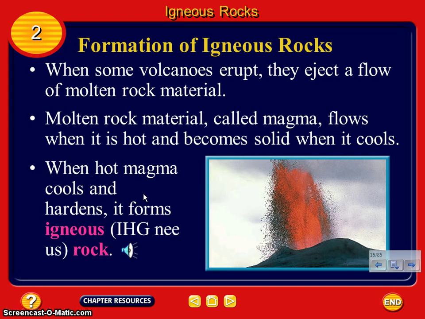So that's our first goal. How is igneous rock made? It is made by the hardening of cooling magma. Now we're going to see how this process next develops the igneous rock.